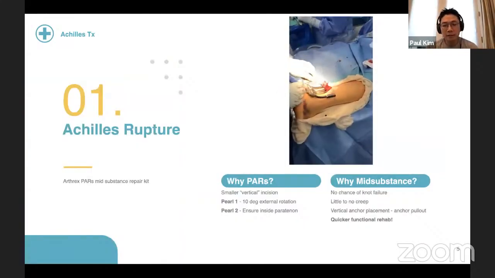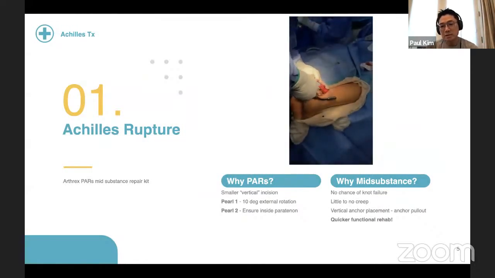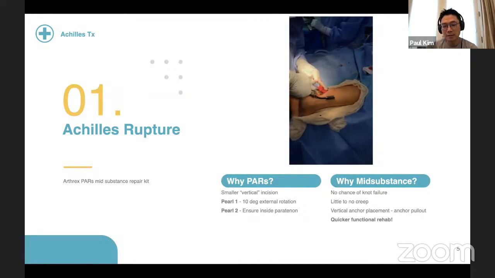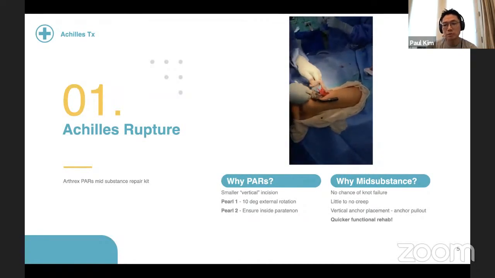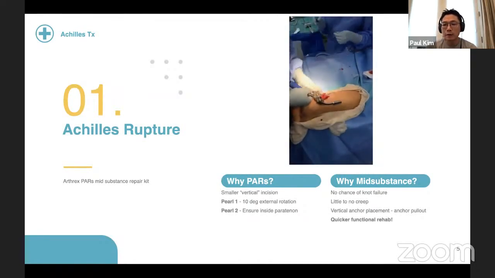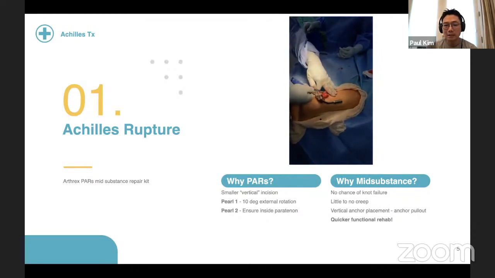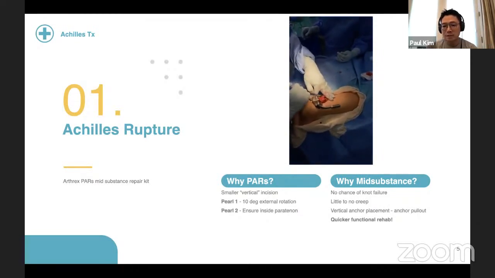So talking about Achilles rupture, I like the Achilles PARS system. Why? As you can see in this video, it's a smaller incision. With this jig, you are able to extend and incorporate a more proximal stump of the Achilles and not have to make that large incision.